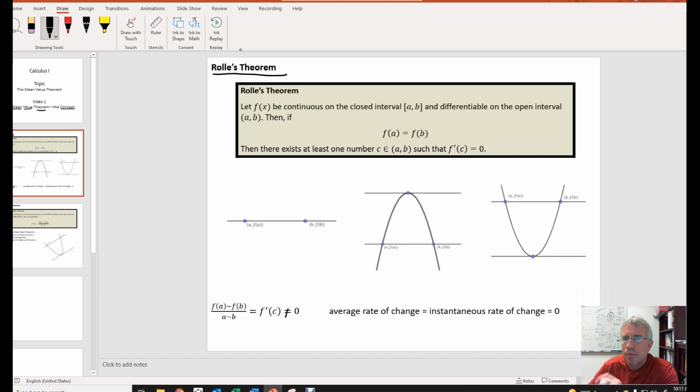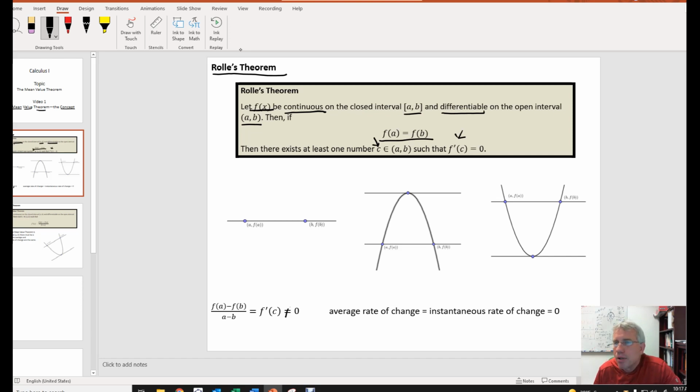So Rolle's theorem, remember, said that we wanted to have a function that was continuous, so no discontinuities, continuous over a closed interval, and differentiable. The derivatives needed to exist over an open interval. And the claim was that if f of a equals f of b, there had to be some input c on the open interval from a to b such that the derivative at c was equal to 0.